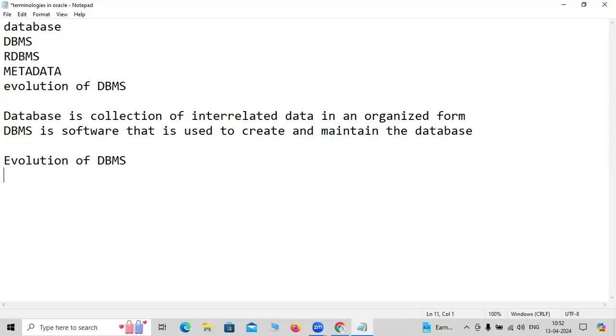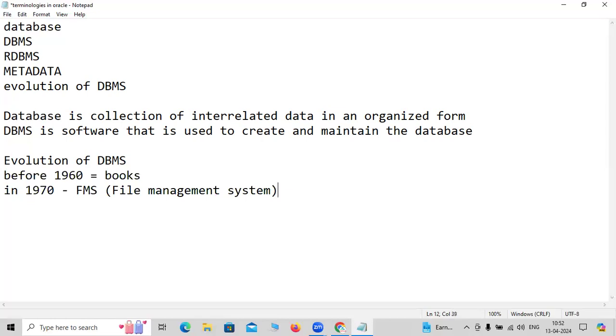So before 1960, all the records were kept in the books. In 1970, file management system came into picture. Okay, just like what we are maintaining in our desktop or in our PC.